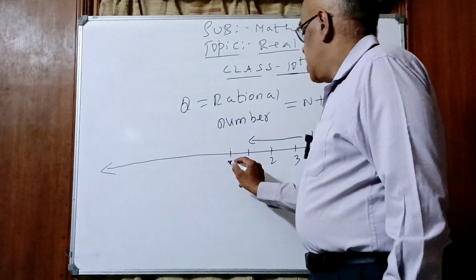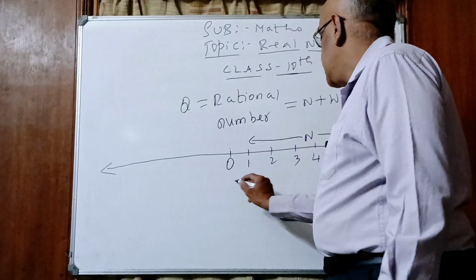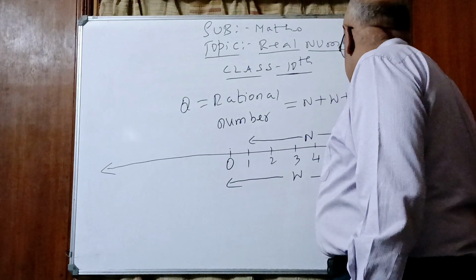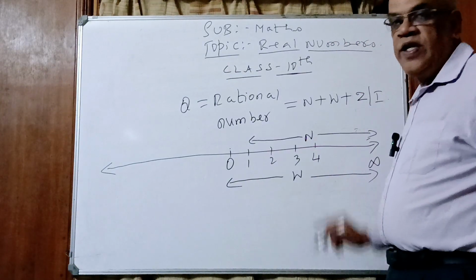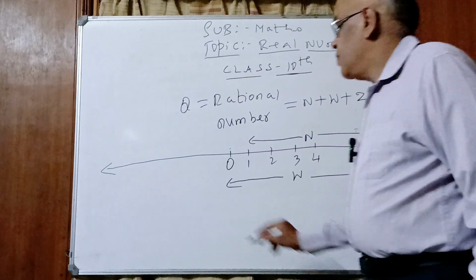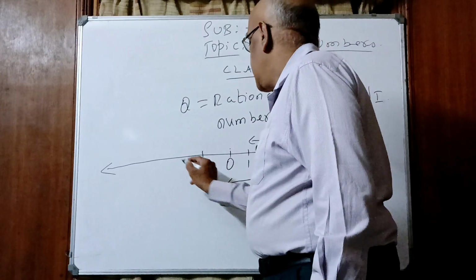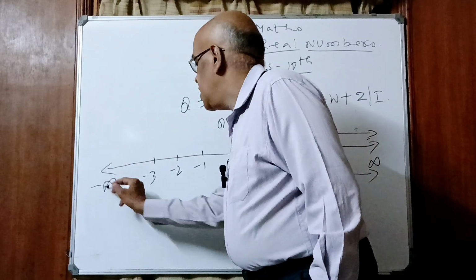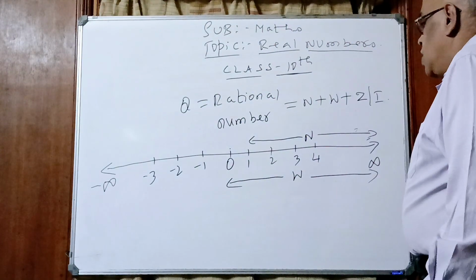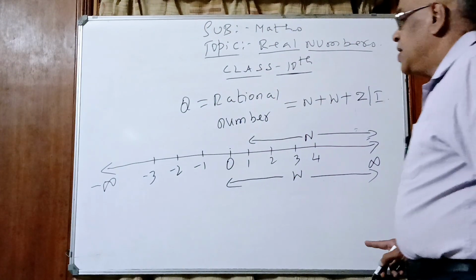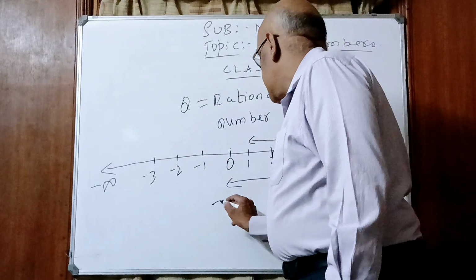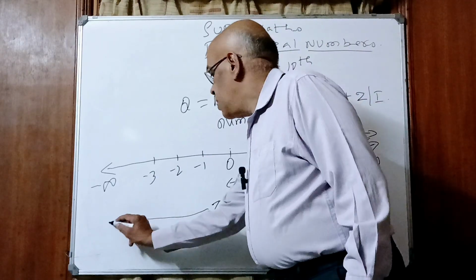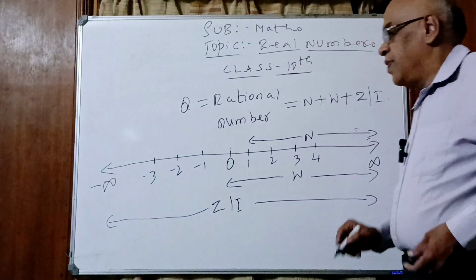Then before 1 I write 0. What is this set of numbers called? Whole numbers, starting from 0 to infinity. Yes or no? Again, there are numbers minus 1, minus 2, minus 3 going up to minus infinity. What are these set of numbers called? These set of numbers are called integers, denoted by letter I or Z. It goes from minus infinity to plus infinity. Yes or no, children?